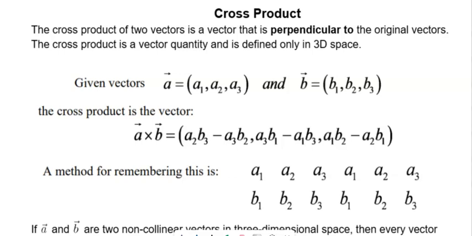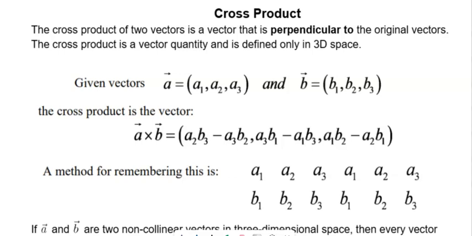Okay, today we're going to talk about the cross product. The cross product of two vectors is a vector that is perpendicular to those original vectors. The cross product is a vector quantity and it's defined only in 3D space, so it will have its own direction. So let's say we have vector A and vector B.